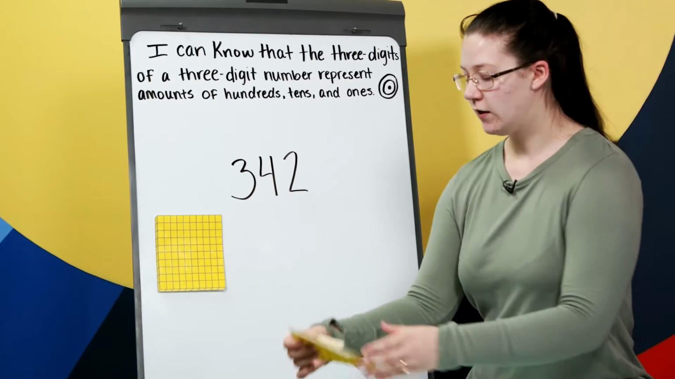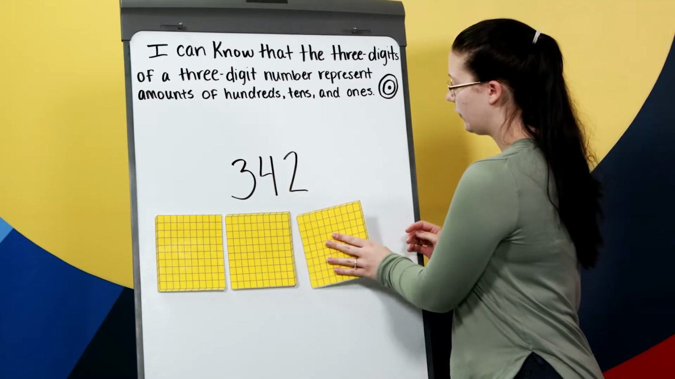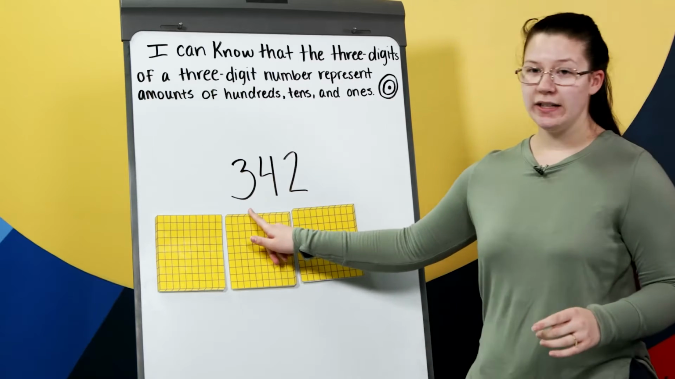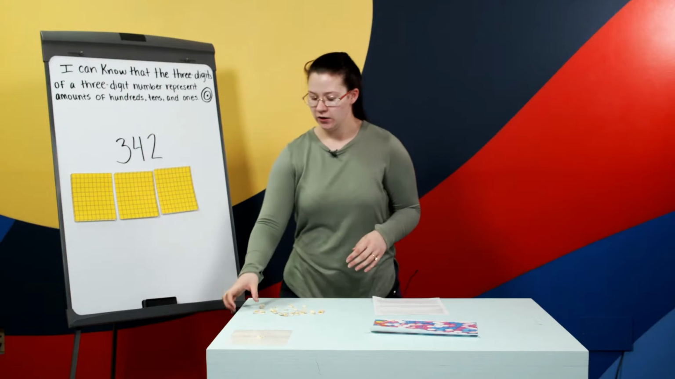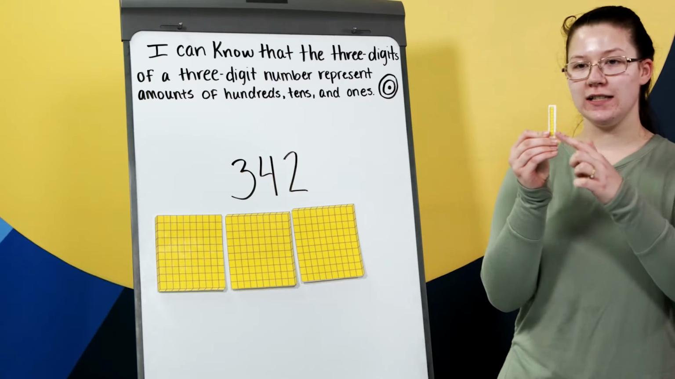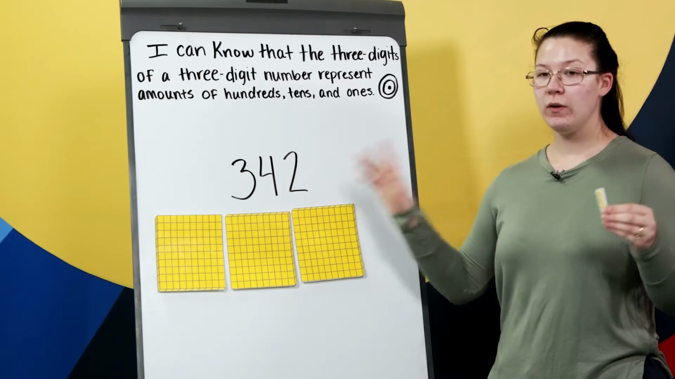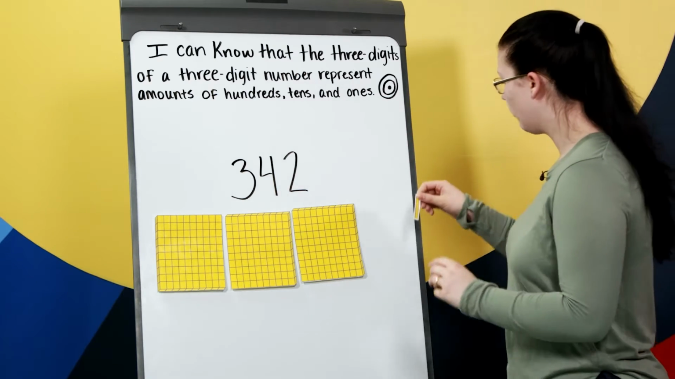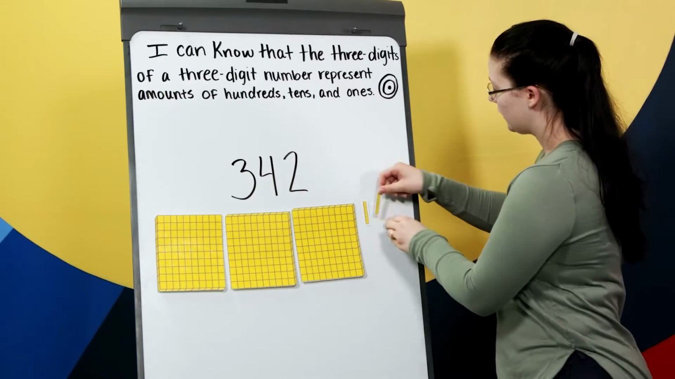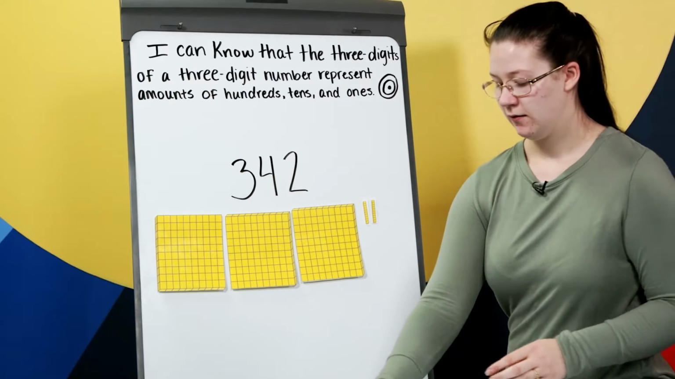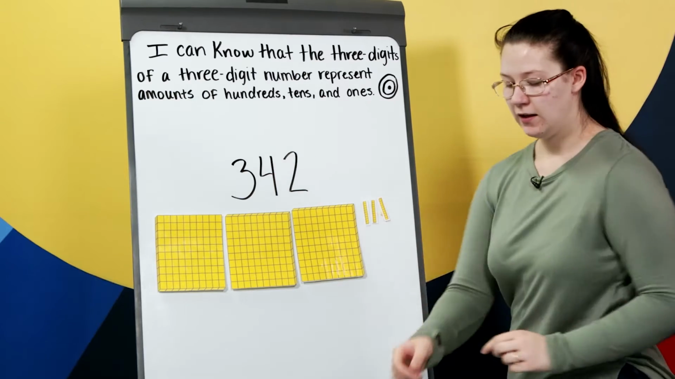So we've got 100, 200, and 300. So we know there's 300, and this 4 in the middle actually represents 40. So I've got these little ones that are 10 each. So if this means 40 and this is 10, we need 4 10s to represent 40. So I'm going to put 1 10. Now we've got 20, 30, and 40.